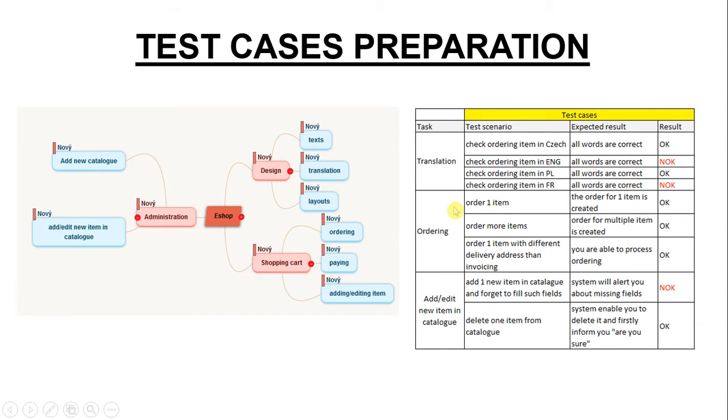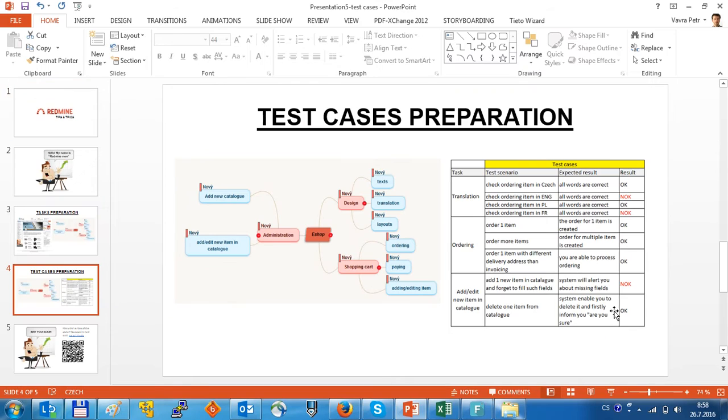And it can be the same for the ordering task, and, for example, for editing a new item in the catalog. So all of these tasks can be tested by the proper testing scenarios and expected results. So this is the form for using Excel. But we can then imagine it in the Easy Redmine system, where there is, let's say, a new plugin called Test Cases.